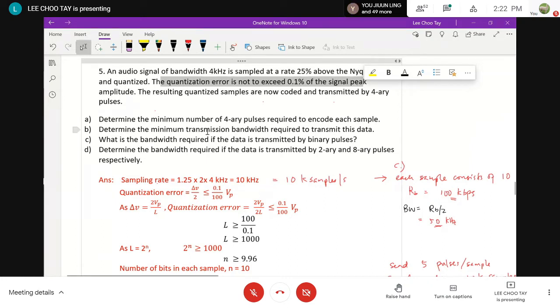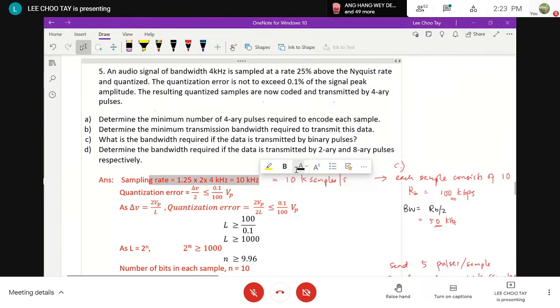And because to calculate bandwidth later, you need your sampling rate. The sampling rate information you get from here: 25% above the Nyquist rate. A good practice is to always write down whatever clues you have first, and then you can straight away calculate your sampling rate, which is 10 kilohertz. That tells us there will be 10 kilo samples per second.